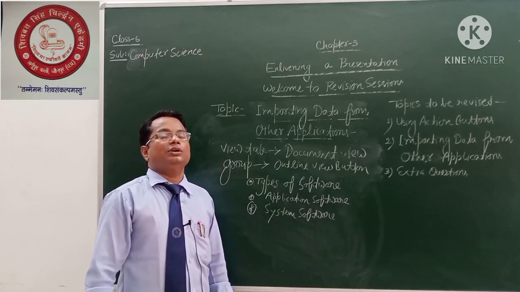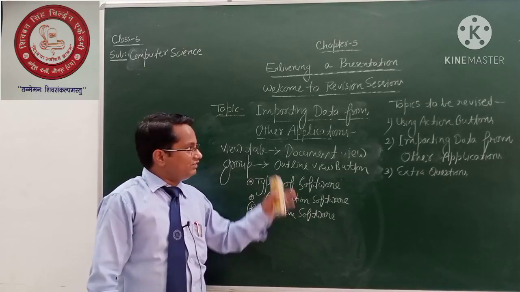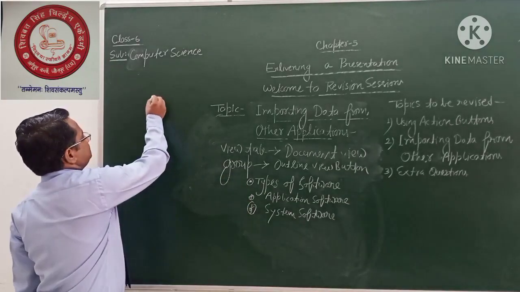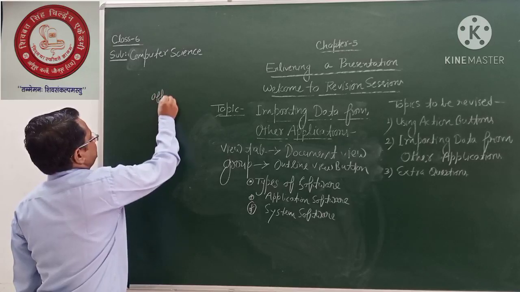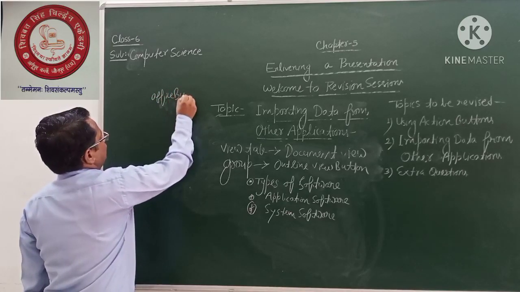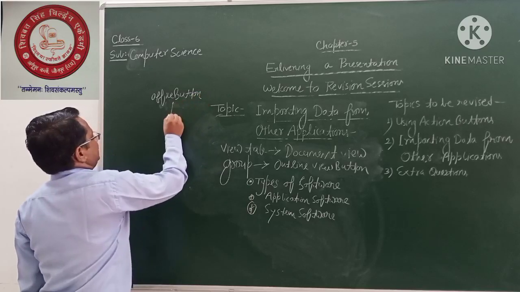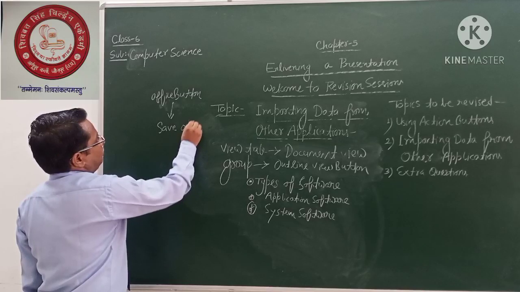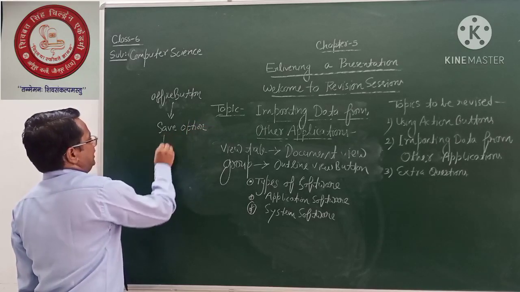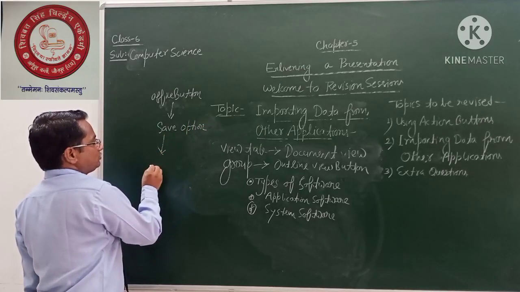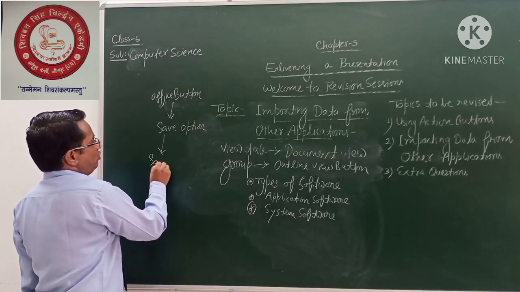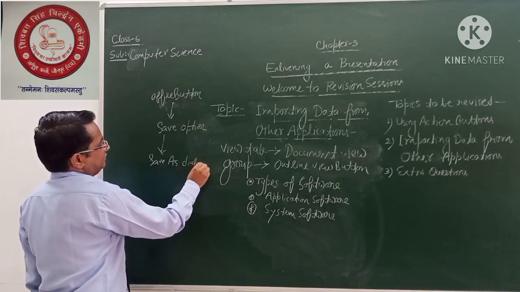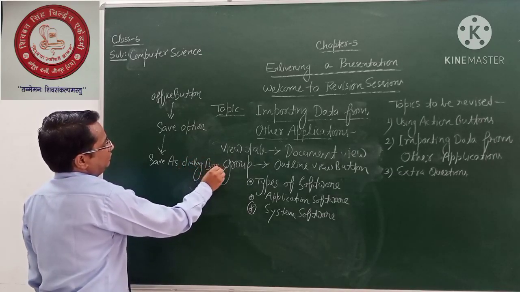Now it's time to save this MS Word file. For saving the file, what do you do here? Go to the Office button. Then here you will get the file option. You will have the Save or Save As option. Right? Then there is a dialog box, and the name of that dialog box is the Save As dialog box.